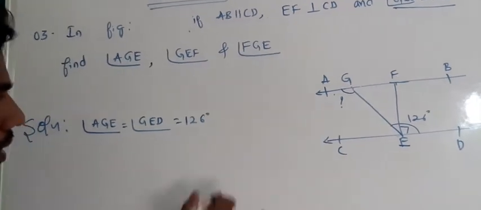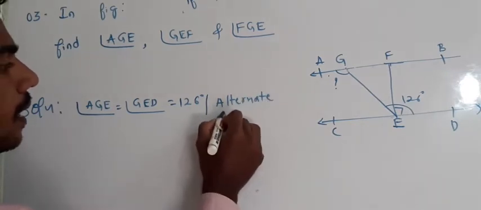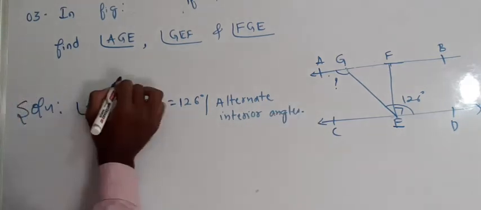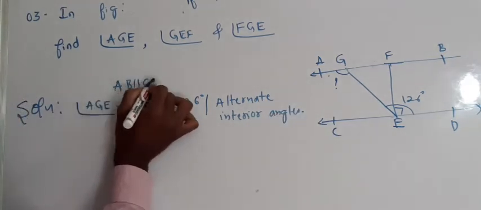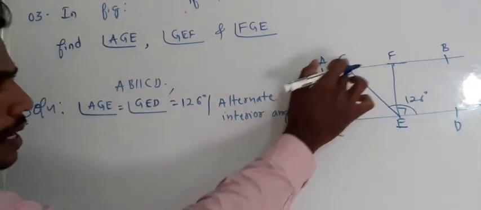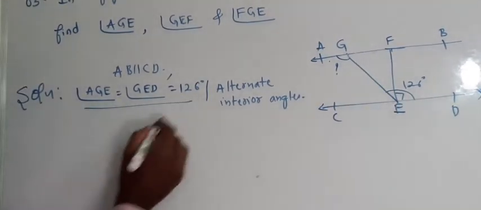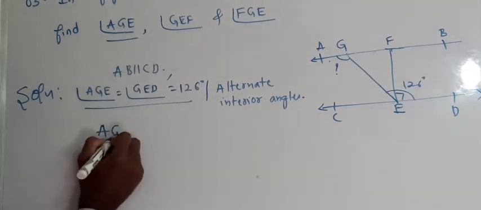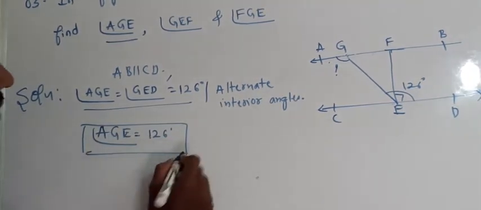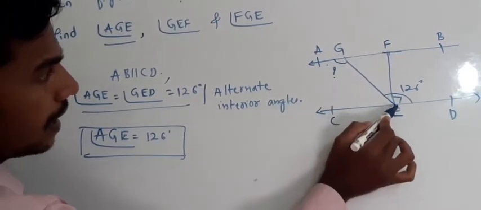Why? Because alternate interior angles, because AB is parallel to CD. Because of that, AGE and GED are alternate interior angles and they are equal. Now we got one, that is angle AGE is equal to 126. First part we calculated. Second one, we need to calculate what is angle GEF.